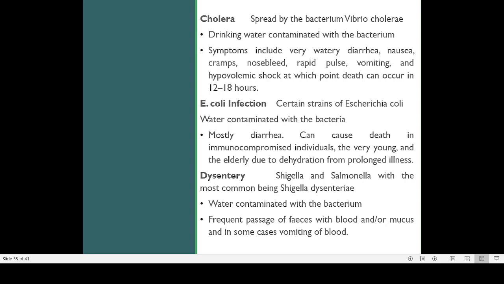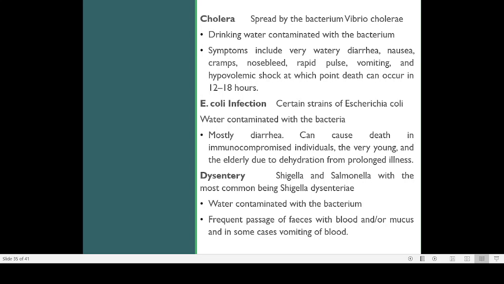So that is why, in the case of immunocompromised individuals, very young or elderly, due to dehydration from prolonged illness. Sometimes dehydration, what is dehydration? Simply means lack of water in your body. Because nearly 60% of your body is formed of water, or in some cases 70%. So if that water is lost from your body, cells may not be able to work properly. So that is the problem.